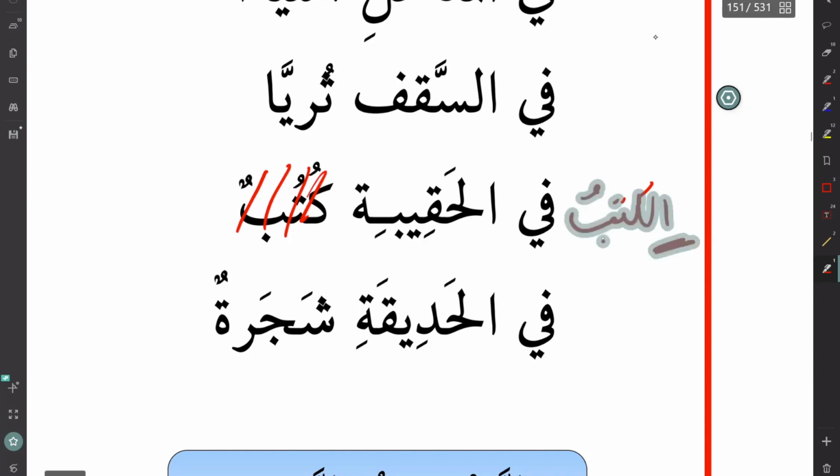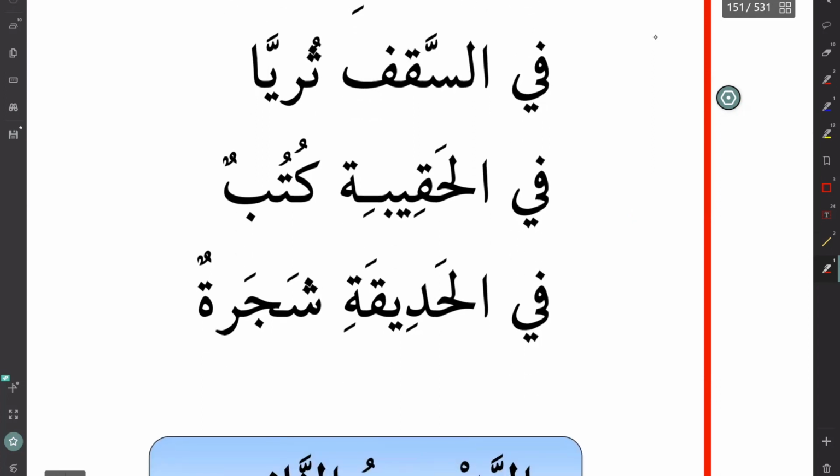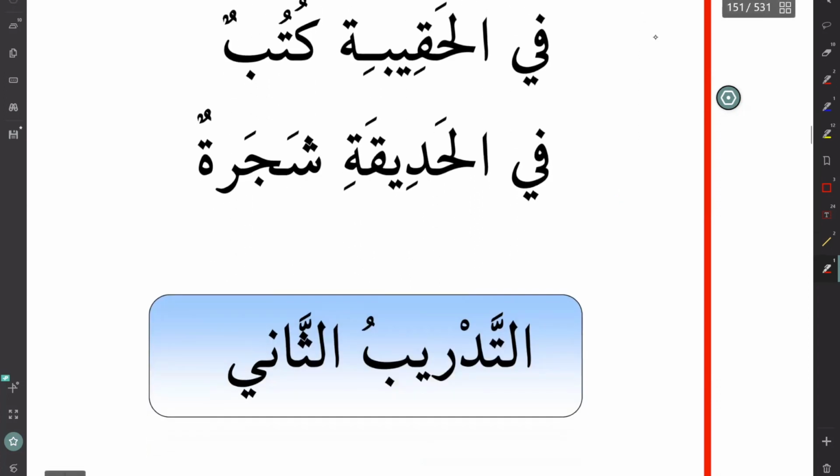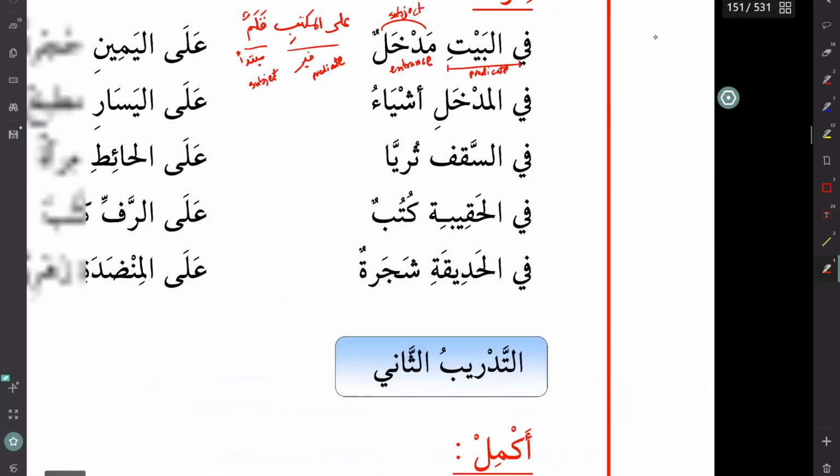So few things to note, right? Number one, these are the sentences you have to construct when you're talking about an indefinite noun. Second thing, we use this type of sentence when we are describing a place. Another one is fil hadiqati shajaratun. We're saying in the garden there are trees. So again, the shajara is your subject.